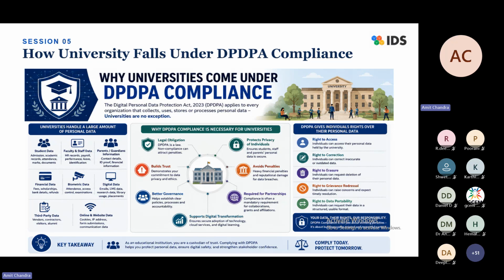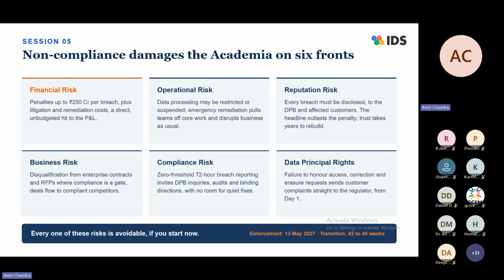Okay. Now, what damage can it do to the academia side? It can damage on six fronts. Okay, there are other fronts also, but I mentioned the top six. One is the financial risk. The penalty will be imposed on the university or industry. So anyhow, the penalty has to be paid. It can also disturb your daily operations.